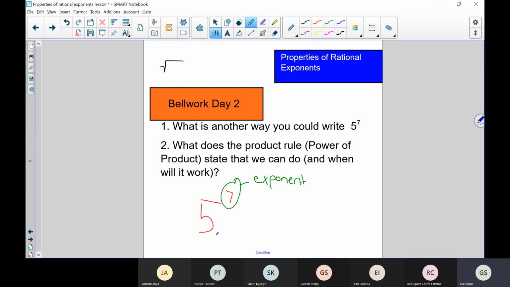And then we said this big number is called the base. That's B-A-S-E. It looks like a C, but it is not. So that's called the base. So you'll hear me say base a lot. That means the big number. And then exponent is the little number that's raised up and to the right.